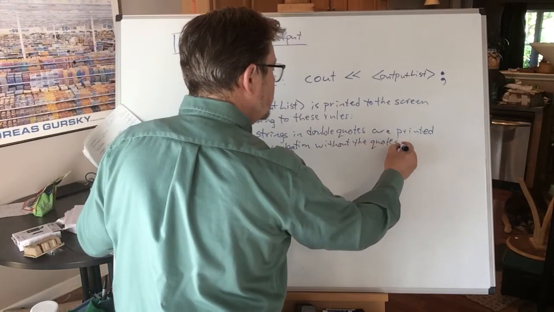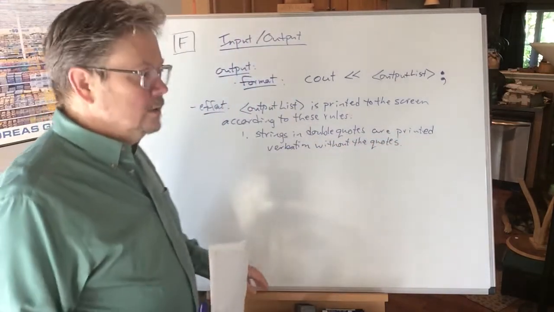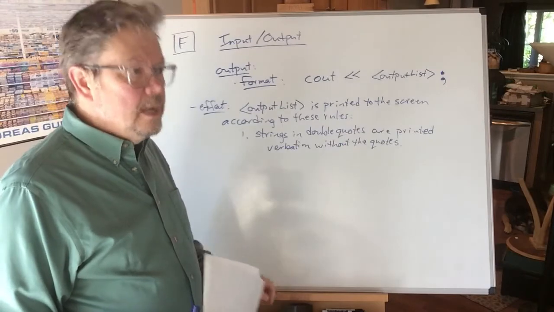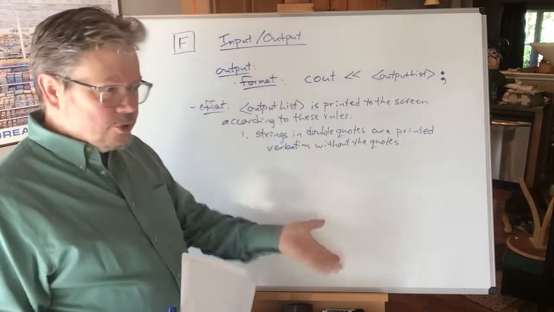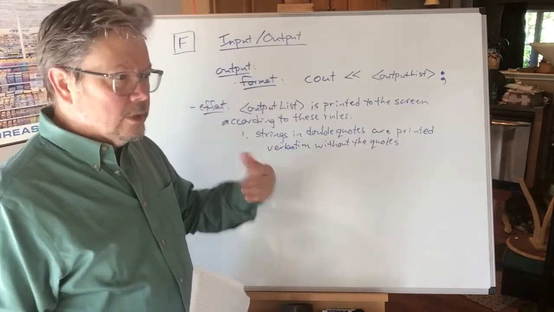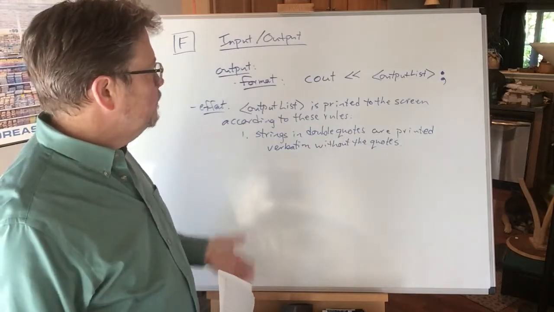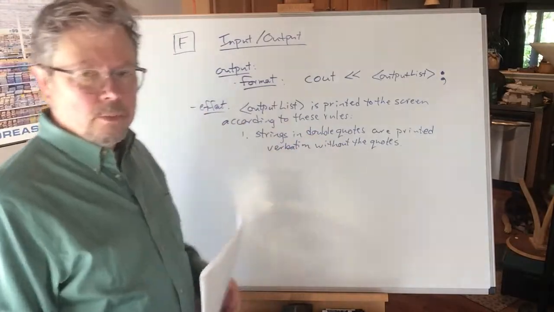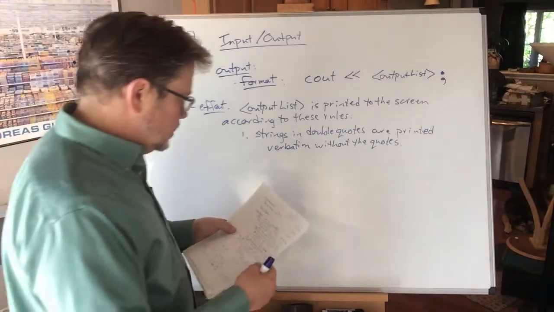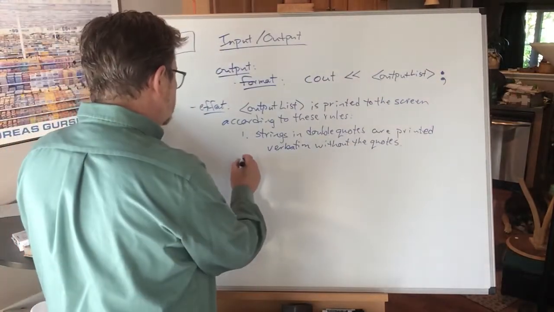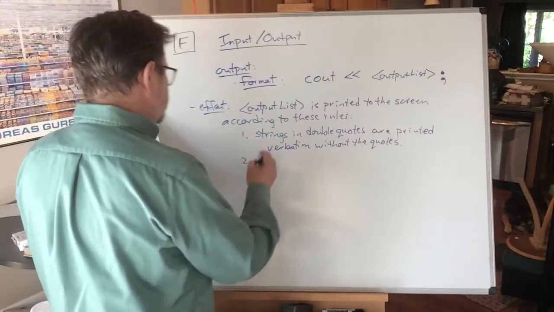So you have to put quotes around it so the compiler knows that this is supposed to be a literal string and you want to see that string on the screen, for crying out loud. Don't try to translate it or evaluate it or anything. So you put it in double quotes, but the double quotes themselves are not printed out when it shows up on the screen.